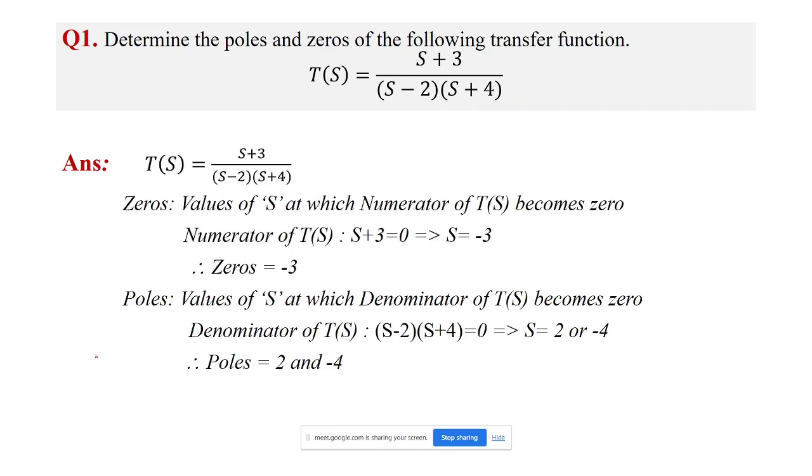So the transfer function T of s equals s plus 3 divided by s minus 2 into s plus 4. As I mentioned, zeros are the values of s at which the numerator of T of s becomes 0. So s will be equal to minus 3. At s equal to minus 3, the transfer function T of s will be 0. So the zero is minus 3, and the poles are the values of s at which the denominator of T of s becomes 0. That is when s minus 2 equals 0 or s plus 4 equals 0, so s equals 2 or s equals minus 4. So this is the solution for the first question. It's a basic question. I guess it is clear.